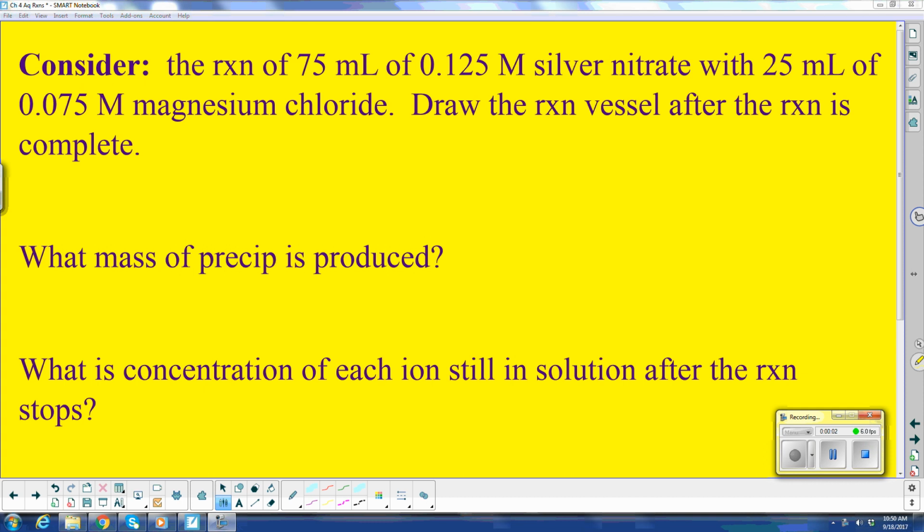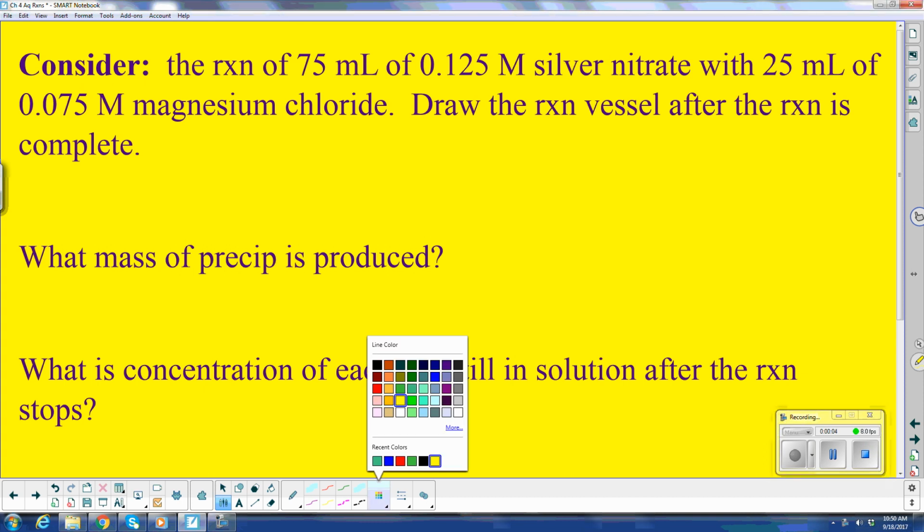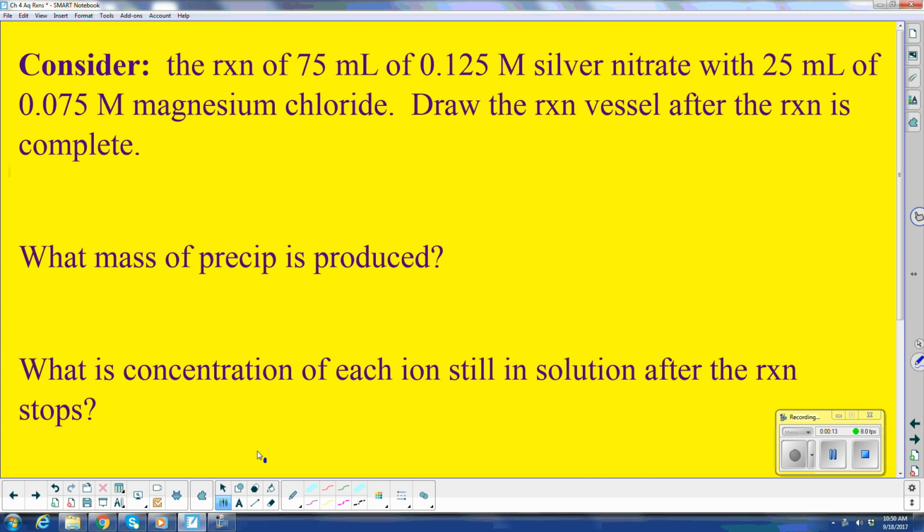Okay, donkeys, let's do a little solution stoichiometry here, all right? So we've got this reaction of 75 milliliters of 0.125 molar silver nitrate with 25 milliliters of 0.075 molar magnesium chloride. Draw the reaction vessel after the reaction is complete.